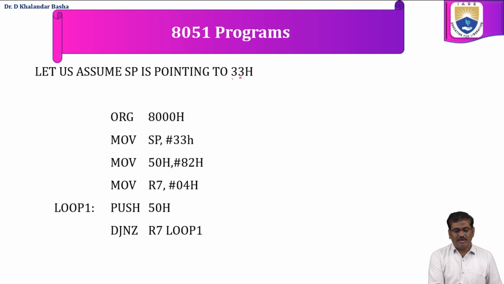So let us consider the top of the stack is pointing to 33H. So move SP, hash 33H. The data which we want to copy into that location is 82H. So we'll write move 50H, comma, hash 82H. Then how many memory locations are we going to access? 4 locations. So move R7, comma, hash 04. Push 50H. So this 50H location data will be pushed onto the top of the stack. Then as one transaction is done, decrement R7 until R7 is equal to 0. So here we can use the register, from the register also we can copy.